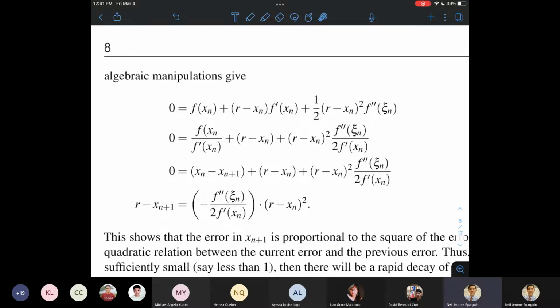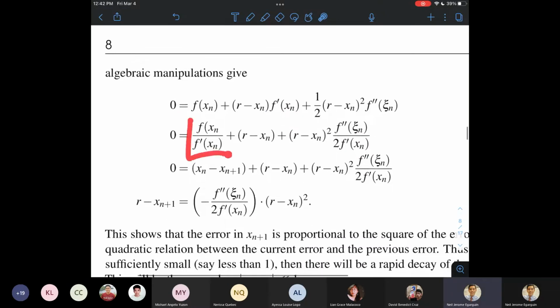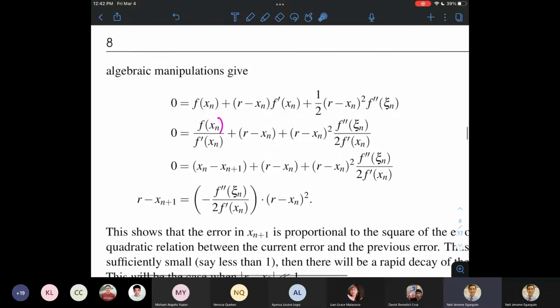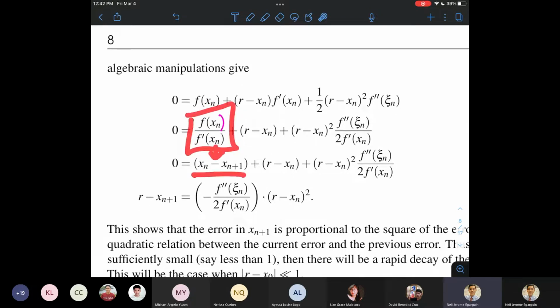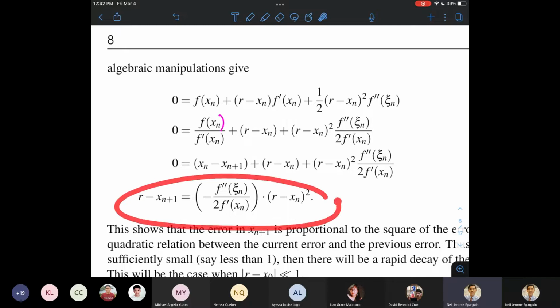All right, so pure algebra so far. And then look at this term. This is exactly x sub n minus x sub n plus 1. All right, this is what I noted earlier. So this was replaced by this. All right, and then everything is just copied over. And then x sub n here minus x sub n here will be zero. So you'll have r minus x sub n plus 1. And then solve for r minus x sub n, and we'll get this after rearranging some terms.